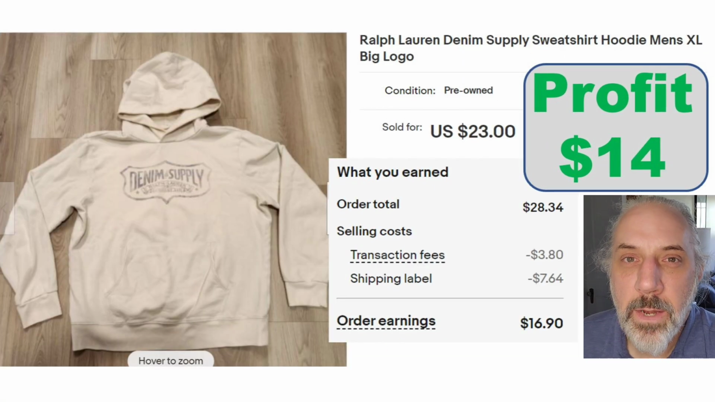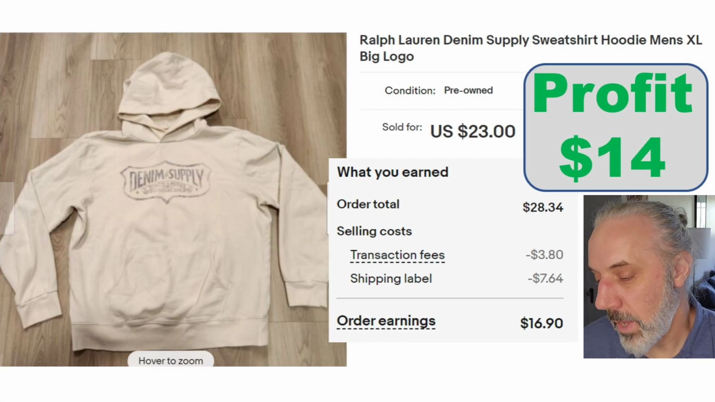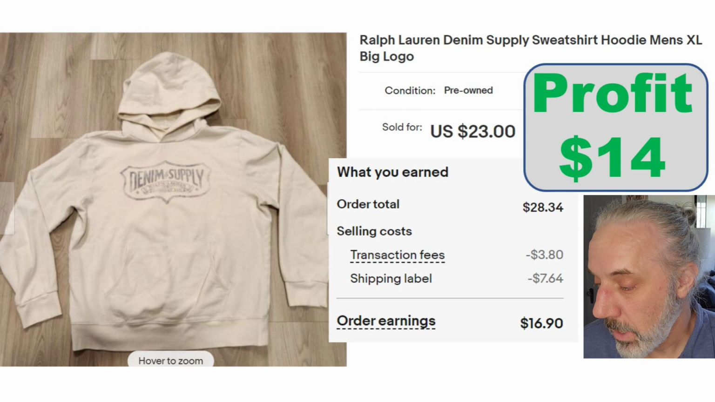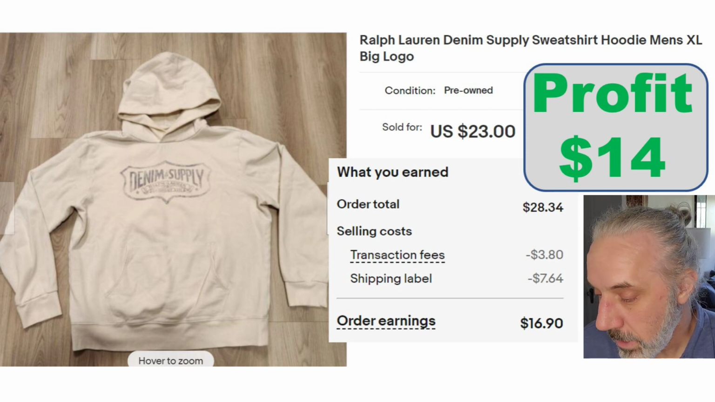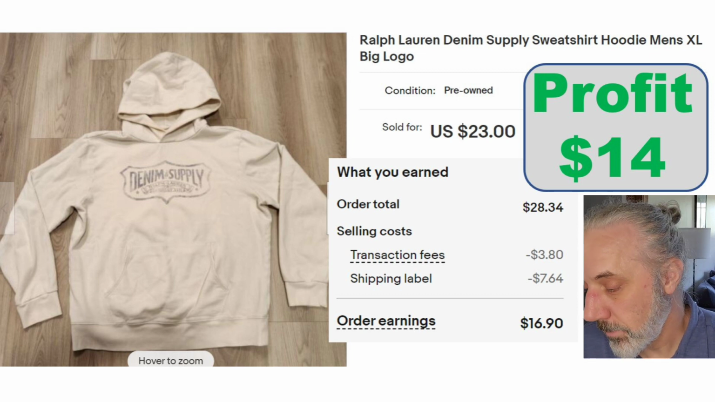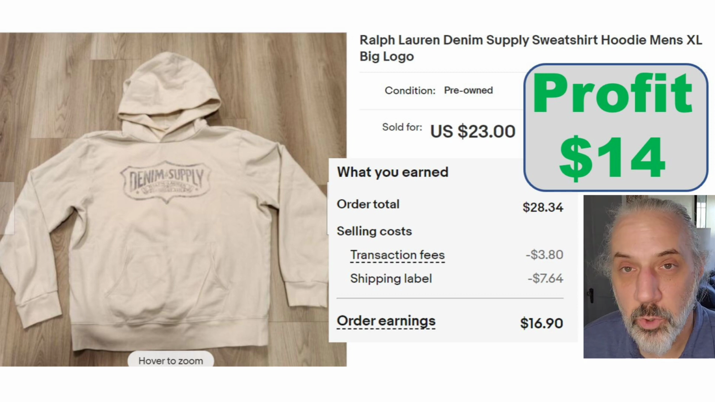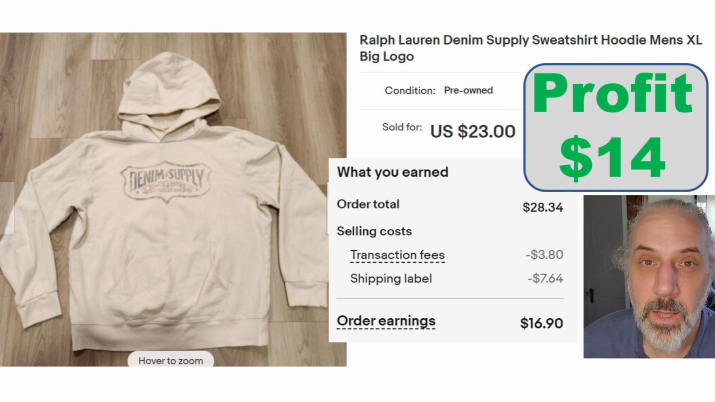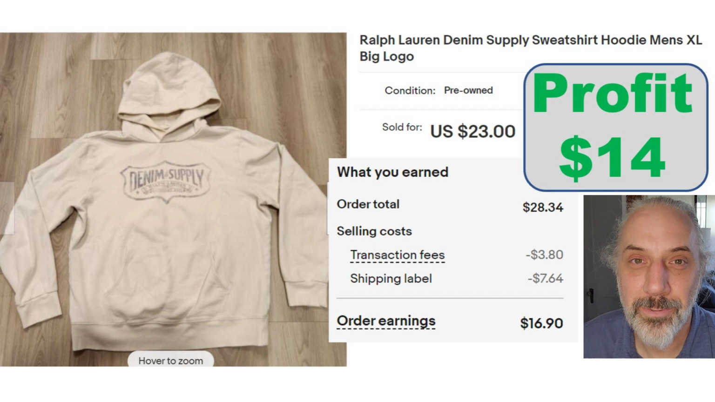So Ralph Lauren Denim Supply is a brand to keep an eye out for. It has a good sell-through rate. It's popular. So here we have a sweatshirt hoodie. It's a men's XL, and it's got the Denim Supply logo across the front. This buyer is all in for $28.34. eBay paid me $16.90, and I got a profit of $14.